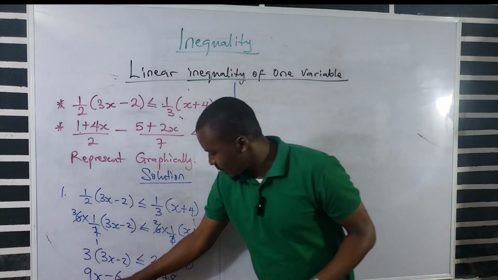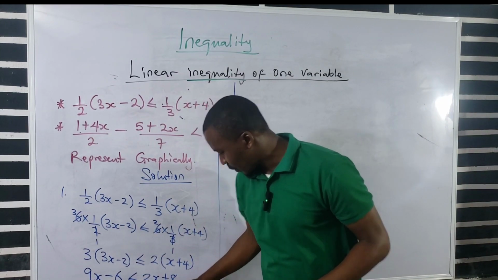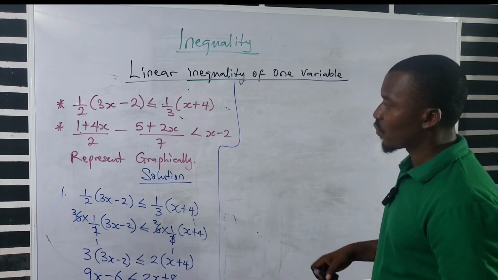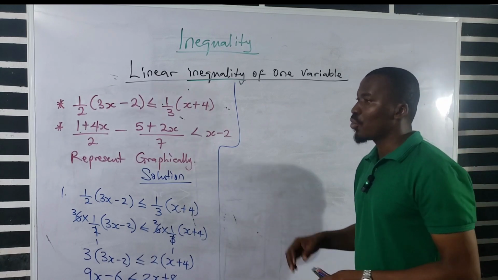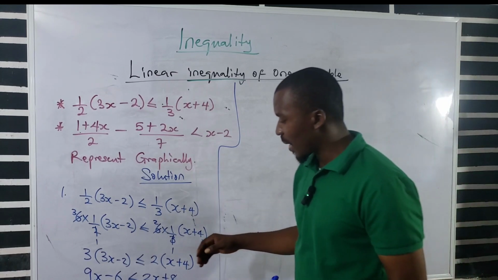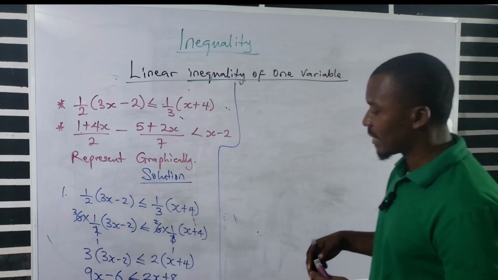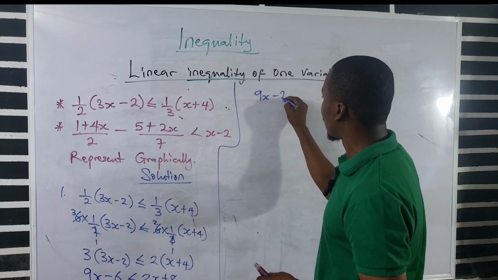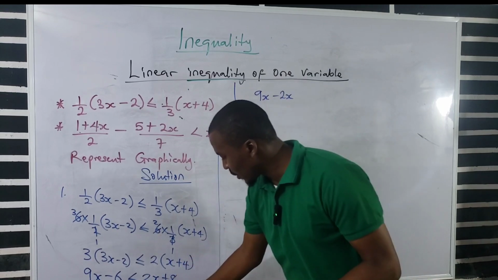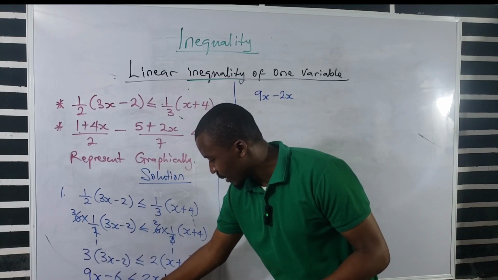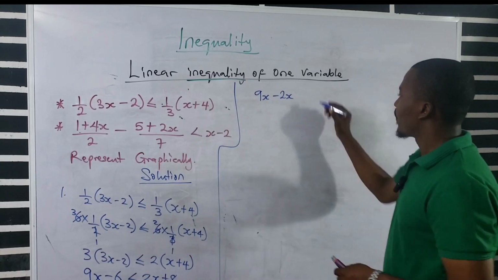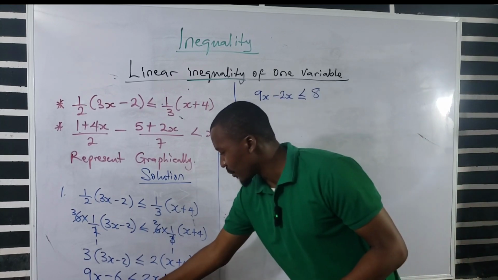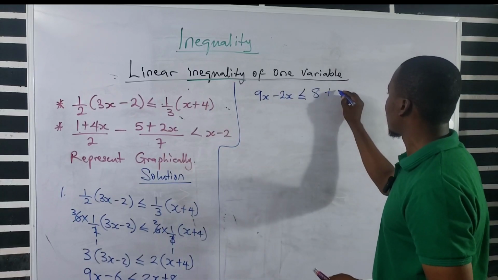So you have 9x minus 6 less than or equal to 2x plus 8. You have to collect like terms. Remember, there is no difference between inequality and an equation. The only difference is that when you divide or multiply by a negative number, the inequality sign will change. So we have 9x minus 2x, then less than or equal to, I have 8 already, then this minus 6 will cross over to give me plus 6.